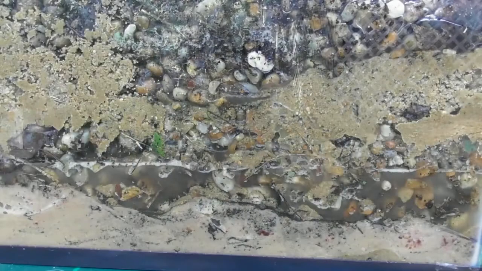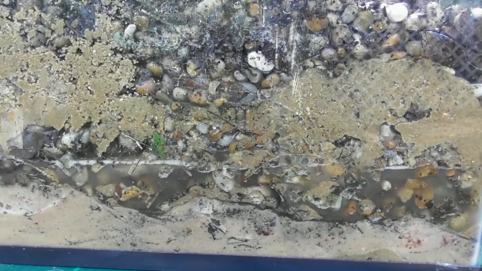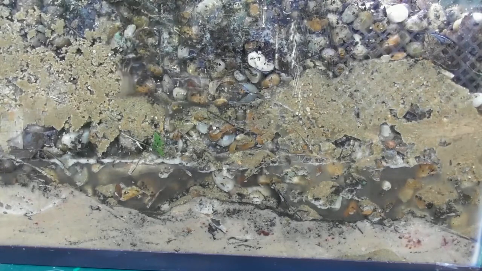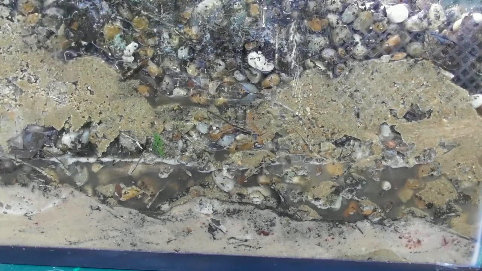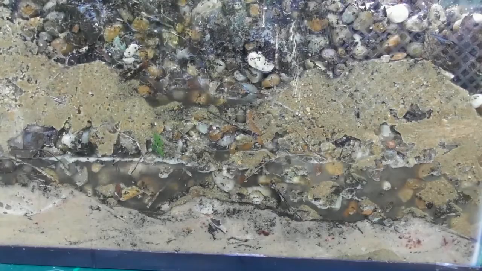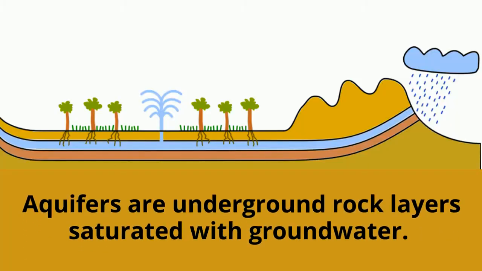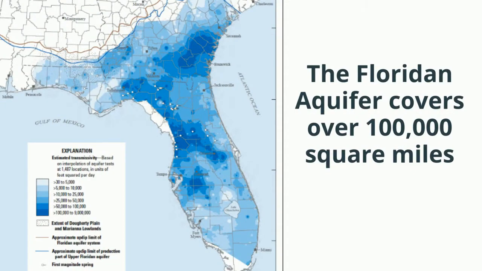Groundwater is water that finds its way between the gaps of rocks and sediments underground. As the water seeps into the ground, it may find its way into an aquifer. Aquifers are large underground rock layers saturated with groundwater. An aquifer is not an underground river, but large porous layers of rock. For example, the Floridan Aquifer covers the entire state of Florida and is over 100,000 square miles.